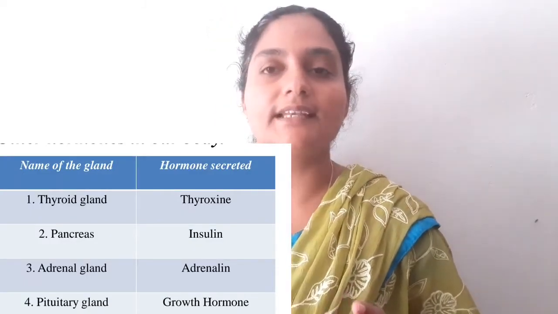You may have heard that someone is suffering from goiter. Goiter is a disease affecting the thyroid gland, because the thyroid gland is not producing thyroxine. You may have heard that those who have sugar in their body, insulin is not produced properly. The pancreas is not producing insulin. Due to that, some people become diabetic or sugar patients.